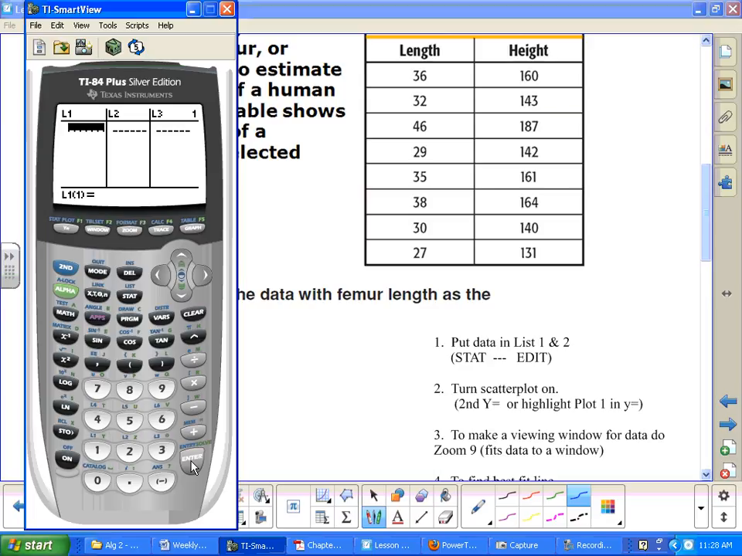Okay. All right. And now we're going to put length in list 1 and height in list 2. So you just type in the number and hit enter, and it'll go to the next one. And make sure when you're done, you double check your numbers to make sure you type them in correctly.